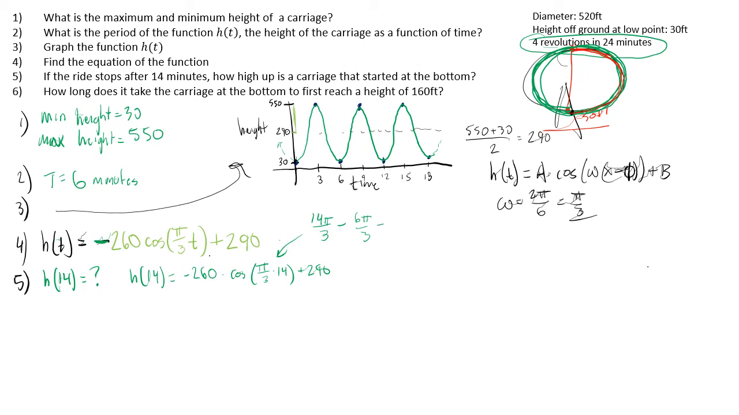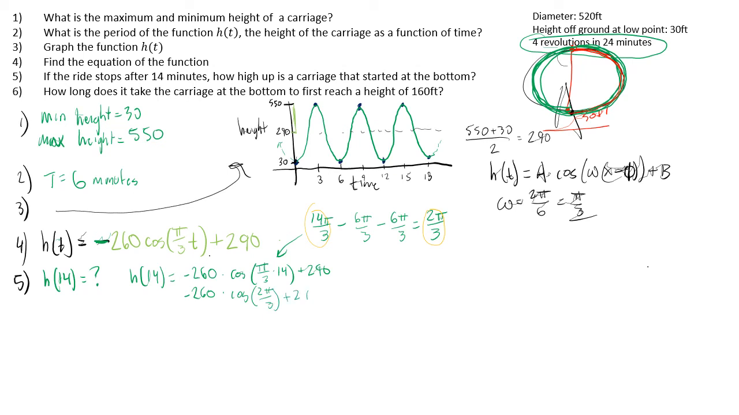That's still outside of 2 pi. I'm going to subtract another one. So that is equal to 2 pi over 3. So what that means basically is that 14 pi over 3 and 2 pi over 3 are the same. So I'm going to rewrite this a little bit, and I'm going to say this is negative 260 times the cosine of 2 pi over 3.